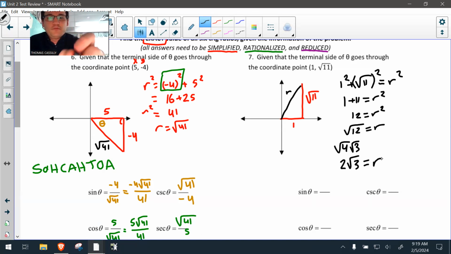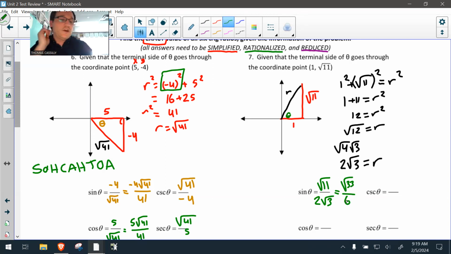All right. So now let's go ahead and fill everything out again. Remember, we're using our reference angle. So the opposite here is square root of 11. Square root of 11 over 2 square root of 3. Right? Not rationalized, unfortunately. So let's go ahead and do that. We're going to call this the square root of 33 on top, all over 6. All right, now how did I get that?